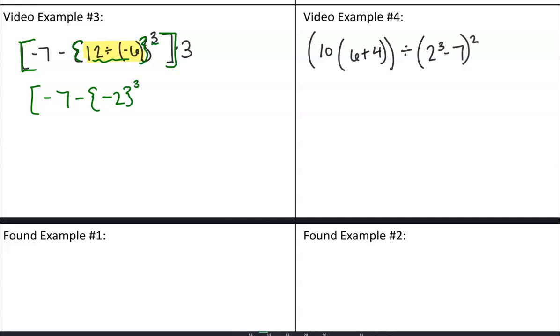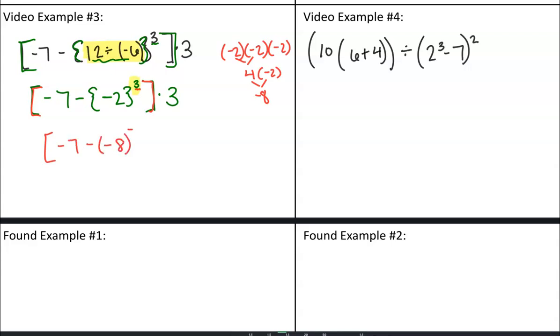Notice we have an exponent of 3 up there, and times 3 on the outside. Again, inside of our grouping symbol, notice that we have an exponent. So that's what we need to take care of next. Exponents are repetitive multiplication. So this would be negative 2 times negative 2 times negative 2. Negative 2 times negative 2 would be a positive 4. And positive 4 times negative 2 is negative 8. So we have negative 7 minus a negative 8.